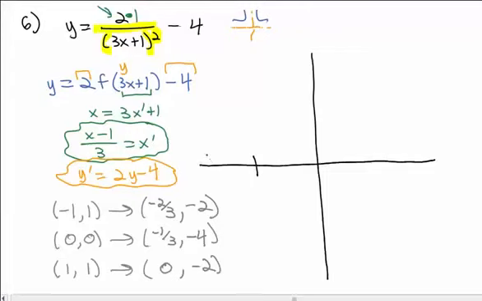I'm going to make a really big 1, 2, so that we can see all those thirds in there. Not really to scale, but we'll get the point of what the graph looks like. The first point's at negative 2/3, negative 2. The second point's at negative 1/3, negative 4. And the third point is at 0, negative 2.